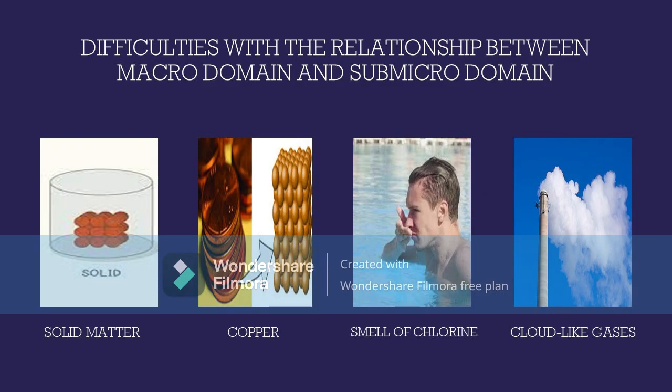First are the students' difficulties with the relationship between the macro domain and the sub-micro domain. Solid matter is made up of particles that are in close contact without space. Macroscopic properties are explained by attributing these properties to individual particles. Students often believe a single atom of copper has a brown color and a single molecule of chlorine has an irritating smell. They also reason that the individual molecules of solids are hard while individual molecules of gases are cloud-like.